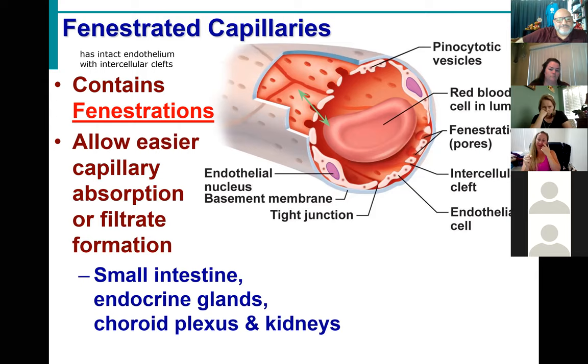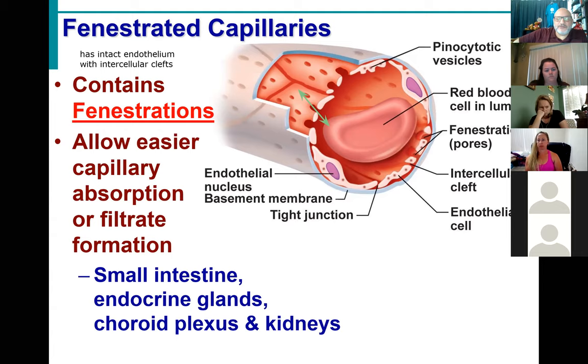Intertwine. There you go. It makes our cerebral spinal fluid, located within the ventricles of our brain. And there was another neuroglial cell that wrapped around those capillaries to make our cerebral spinal fluid. What was that other neuroglial cell that helped us to make cerebral spinal fluid? Is it satellite cells? No, it wasn't the satellite cells.